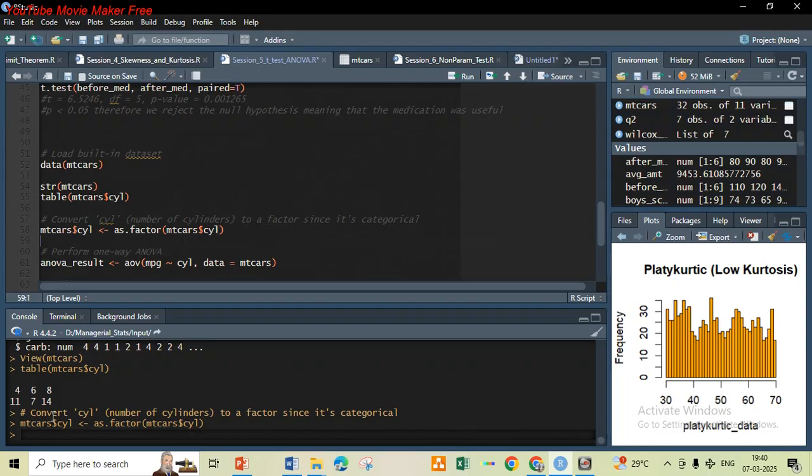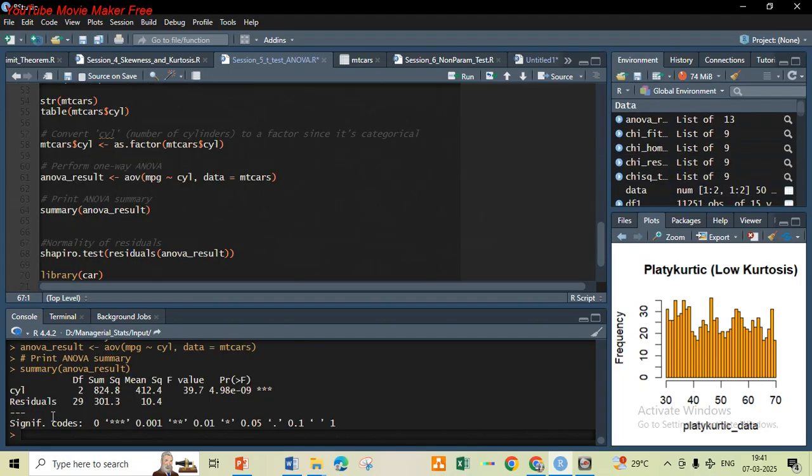And then we will run the ANOVA, where the function here is aov, which stands for analysis of variance. We will run the ANOVA between miles per gallon, which is also known as the mileage of the car, and the cylinder, which is the number of cylinders in the car. This is the simple syntax for that, and we will print out the summary.